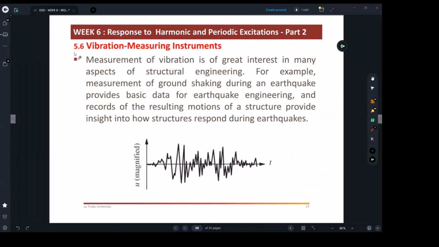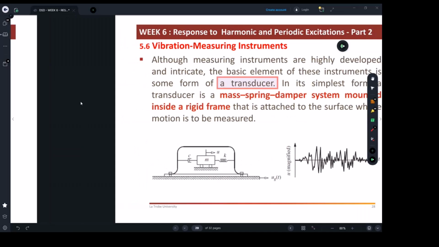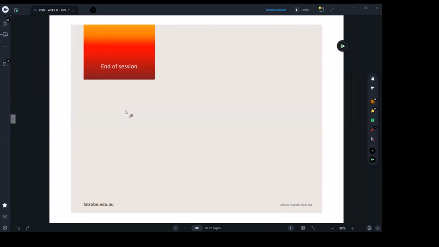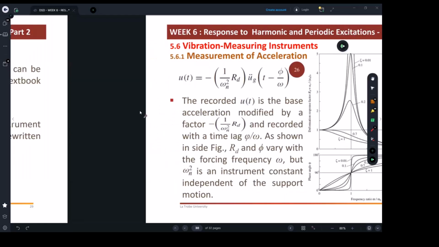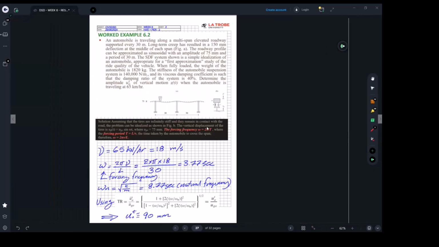And the very last thing is the harmonic motion concept can also be applied in setting up the tools and equipment used to measure dynamic properties on excited components. So that would conclude our topic for week 6.